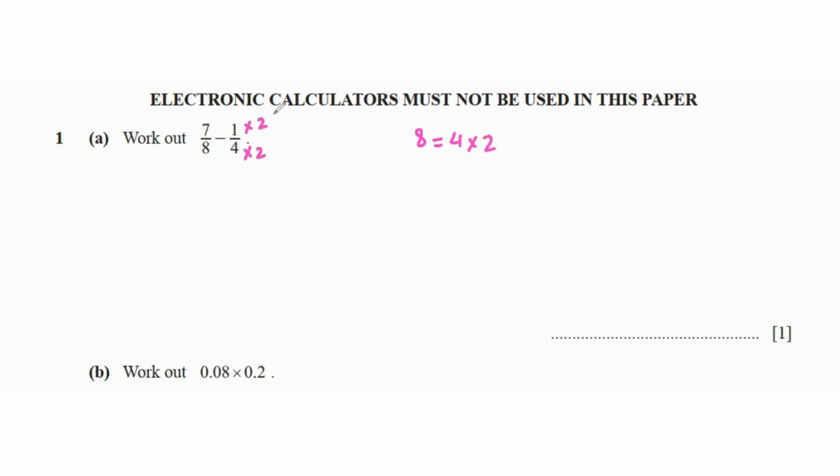Now always remember that when you're making the denominators equal, whatever you multiply with the denominator, the same number will also get multiplied to the numerator. That is exactly why it's 1 times 2 in the numerator. So now we have 7 over 8 minus 2 over 8. Since the denominators are equal, we can combine it as a single fraction and write 7 minus 2 in the numerator, which is going to give us 5 over 8.